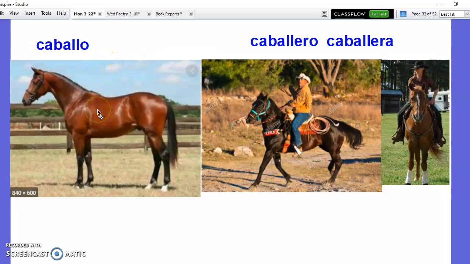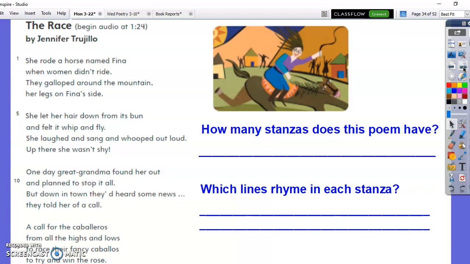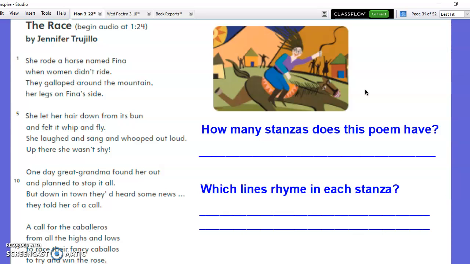Caballo is in there. Horse, caballero, caballera. Caballero es un hombre que anda en caballos. Caballera es una mujer que anda en caballo. Cowboys, you could say. Of course, the setting is going to be long ago when people didn't have cars. They had to ride around on horses, as you can see in this picture. It's out in the country or campo. There's no cars or calles.